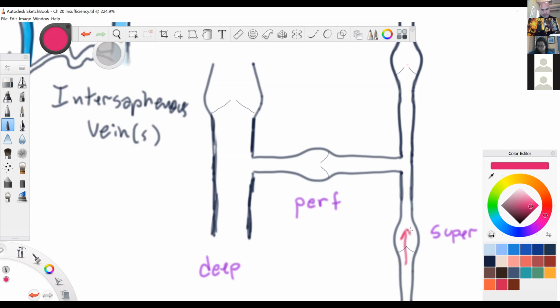So normally, let's make that blue because it's blood. Normally it's down there. Of course, some's going to go this way, but go this way, all the way back to the IVC and the heart.